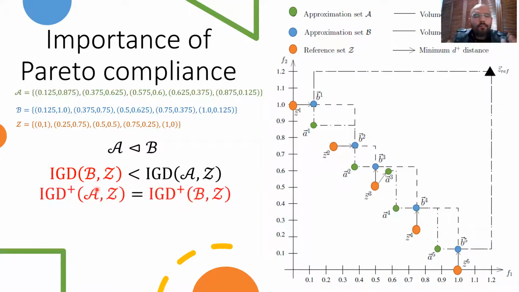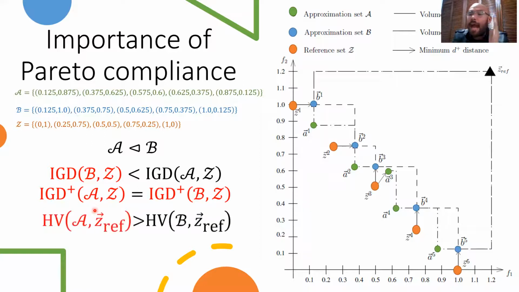Regarding IGD plus, we know that the IGD plus of both approximation sets are equal. So IGD plus cannot decide which one is the best. And finally, the hypervolume indicator, which is Pareto compliant, effectively reflects the order of the strict dominance.